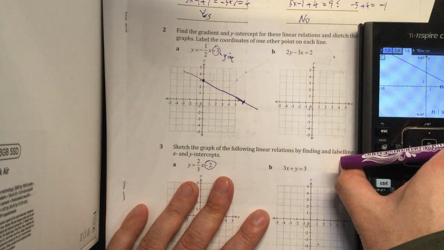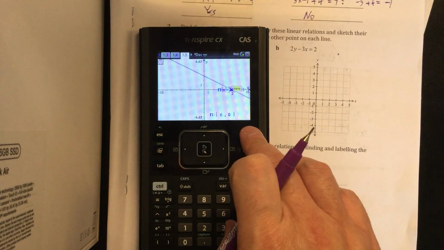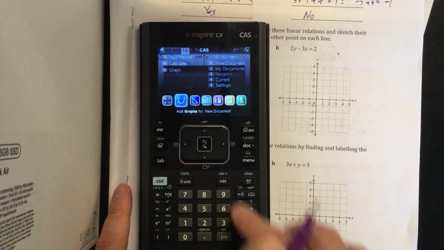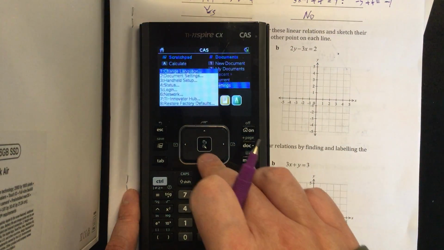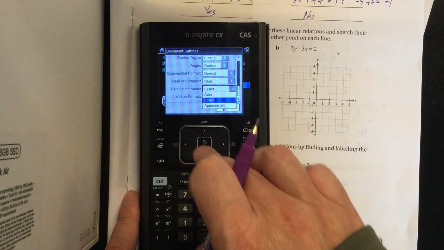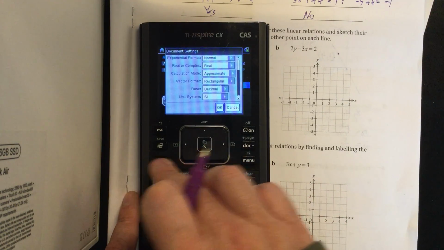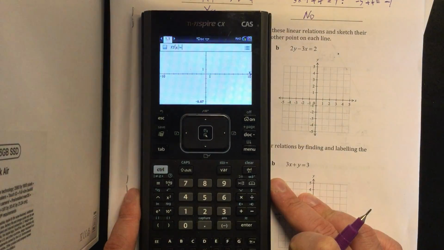For your second graph, I'm going to draw this. This is where you open a new graph. I've already opened too many pages. Control, and no, I don't want to save anything. Now, just make sure we understand the setting is correct. Let's have a look at the setting. When you are drawing graphs, you want things to be on approximate, otherwise you get horrific numbers on the axis when it comes to decimals.